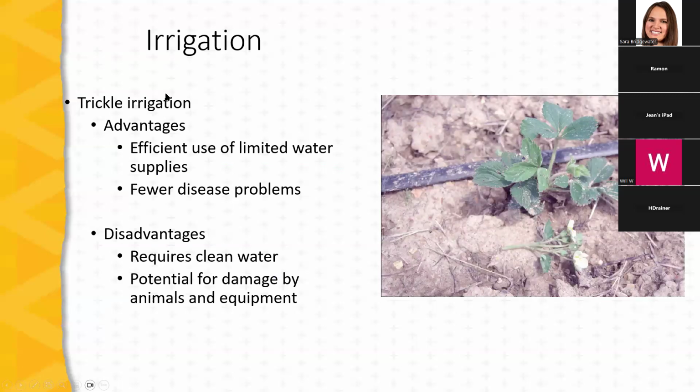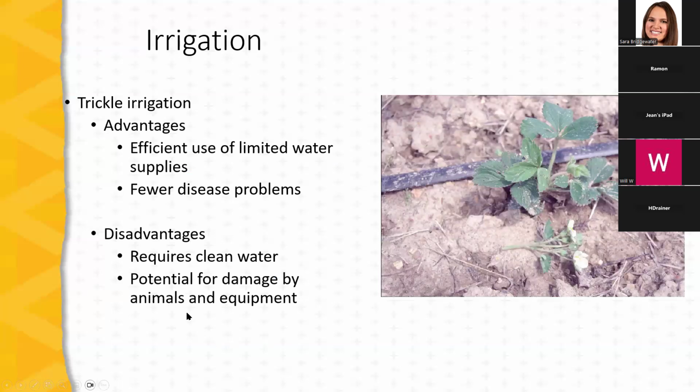Disadvantages for drip irrigation: it requires clean water. So well water has to go through a filter to be able to use it in drip irrigation. City water is already clean, so it's practically no problem. But if you have well water, likely it is pulling out sand. And if you use pond water, it likely has a lot of algae. So you're going to need to use some kind of filter for that.